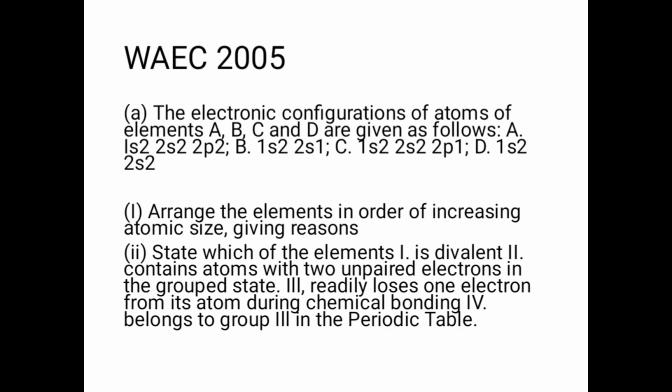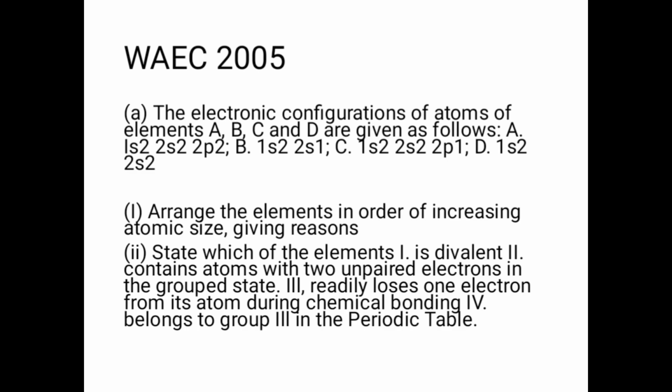The second one is having atomic number 3. That's lithium. The third one is having 1s2, 2s2, 2p1. That's 5, and 5 is boron. And then we have 1s2, 2s2. If you add them together, that's 4. That's beryllium. So you have carbon, lithium, boron, and beryllium. So those are the elements.